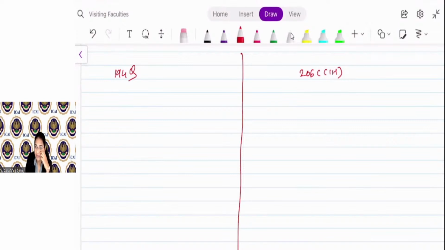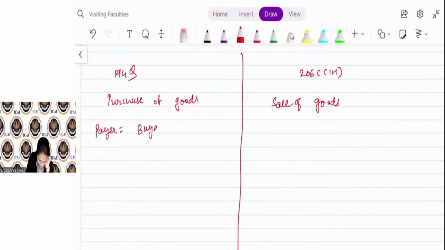194Q is applicable on purchase of goods. And 206C(1H) is applicable on sale of goods. Okay. So here, who is payer? Buyer. In case of TCS, the tax should be collected. In TCS, the full form is tax collected at source. So you have to collect tax from buyer.